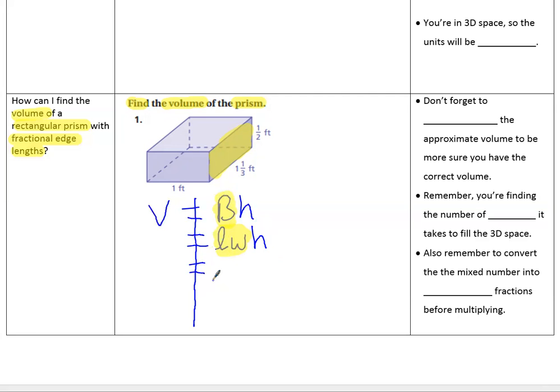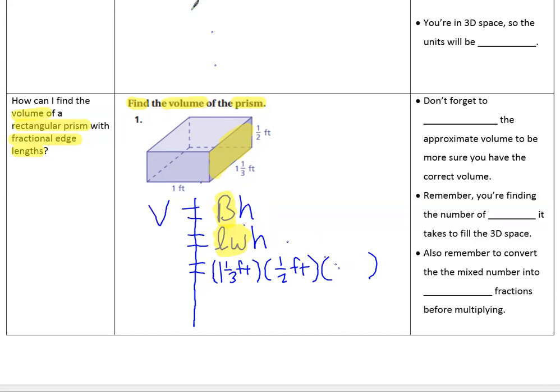And now we substitute in our length and our width and our height. And this time I'm going to use my parentheses. Okay, so length times width. Let's say the length is 1 1/3 feet. The width, let's say, is 1/2 feet.